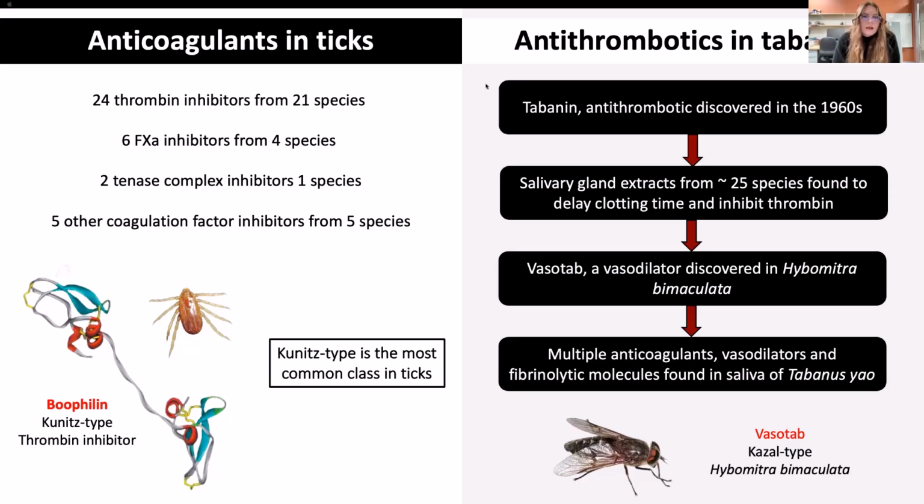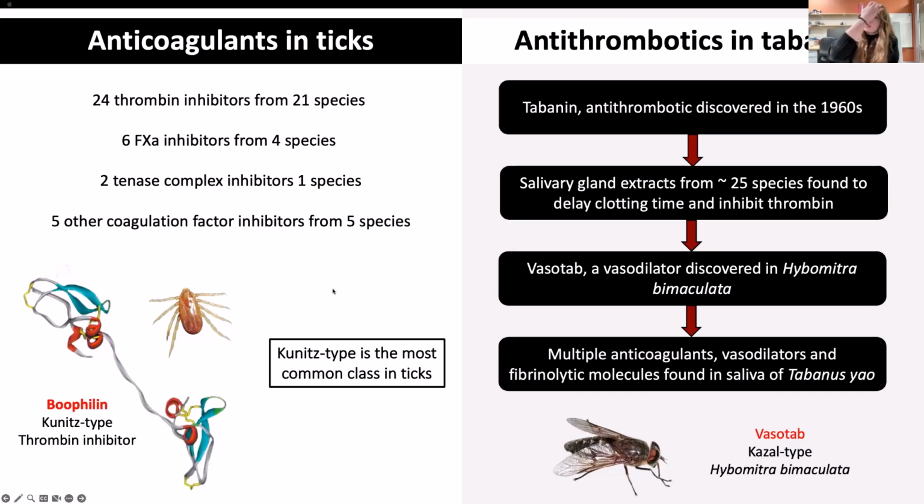And they do this using things like vasodilators, platelet inhibitors, and also anticoagulants. So within the anticoagulants that have been identified in ticks, they will typically target thrombin, but they've also been found to target activated factor 10, the tenase complex, and also other coagulation factor inhibitors. The most common class found within these inhibitors is a kinase type, and we have an example here of bufilin, which contains two kinase domains linked by a linker in the middle, and this is known as bufilin.